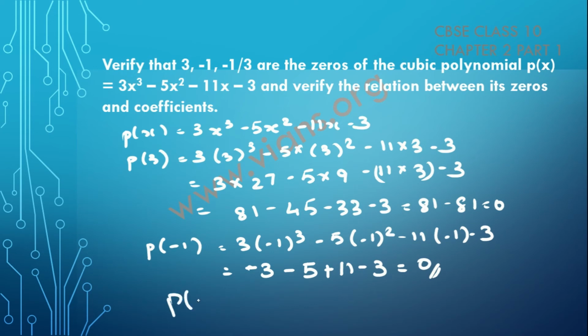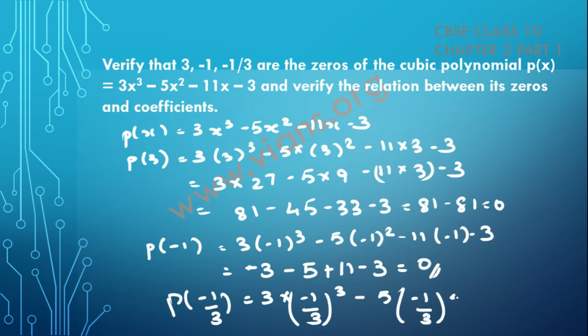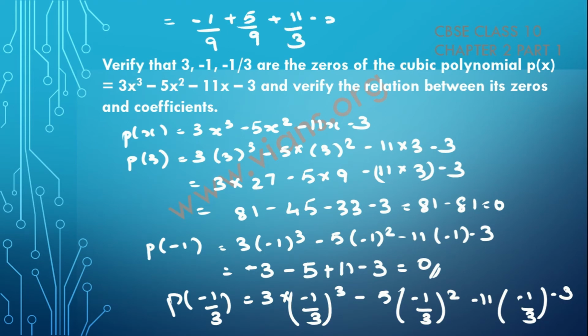And let's substitute again, minus 1 by 3. So that's going to be 3 into minus 1 by 3 whole cube, minus 5 into minus 1 by 3 whole square, minus 11 into minus 1 by 3, minus 3. What would that be? I can cancel the 3 here. So that would be minus 1 by 9, that would be 5 by 9, that would be plus 11 by 3, so that would be minus 3, which can also be written as minus 1 plus 5 plus 11 3s are 33 minus 9. So this is 1.